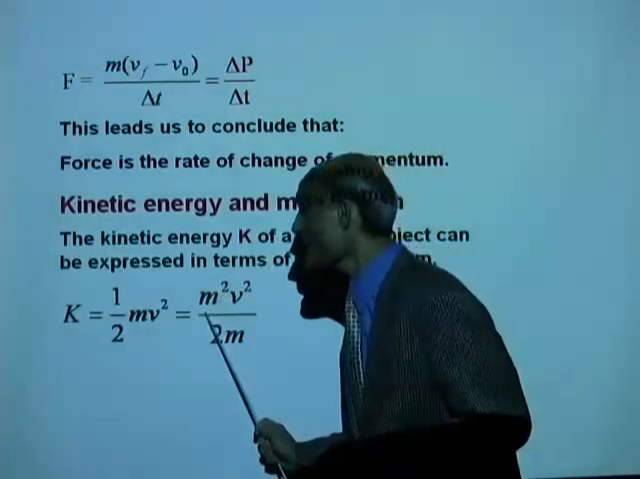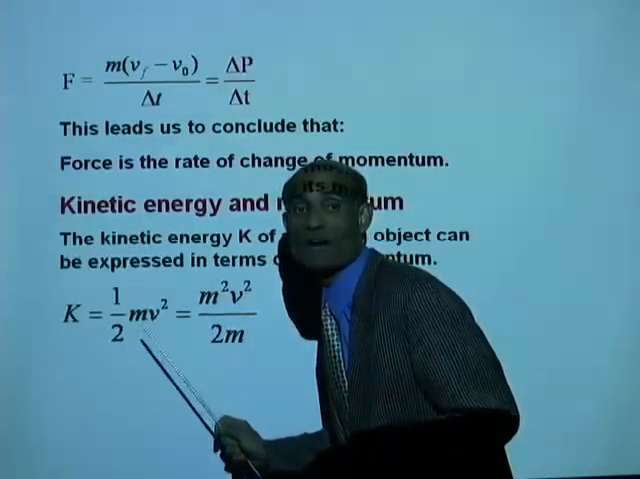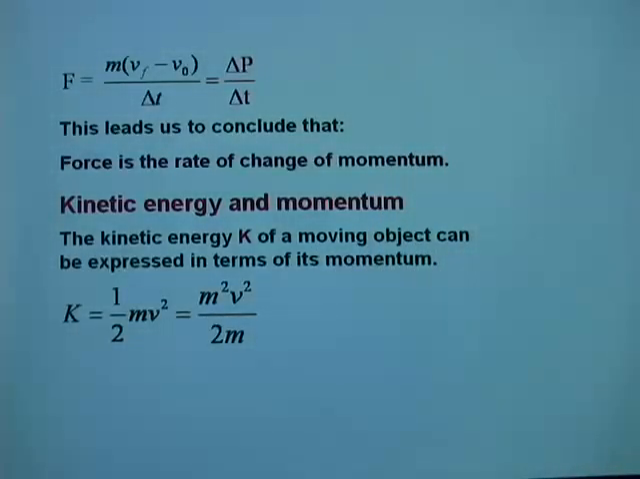Now, what I have done here is multiply and divide by m. Is that difficult to do? Now, watch here, 1/2 mv squared. I multiply and also divide by m. Now, why did I do that?